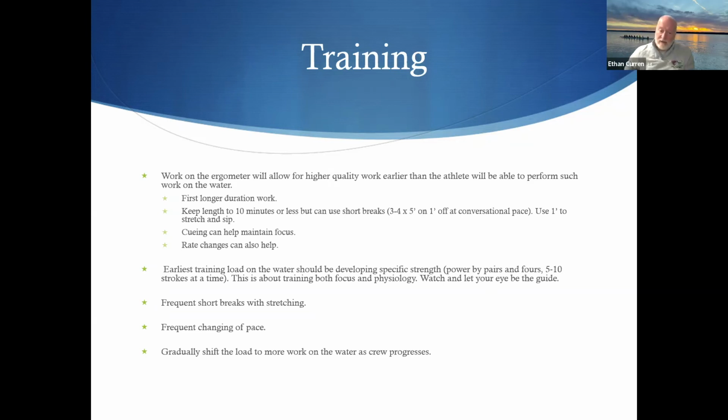And again, the key here is going to be watching how long they can sustain stuff before you start to see breakdown. And the quality of what you're doing should be your guide. So you're going to allow them to do more as you see their ability to stay focused and execute.